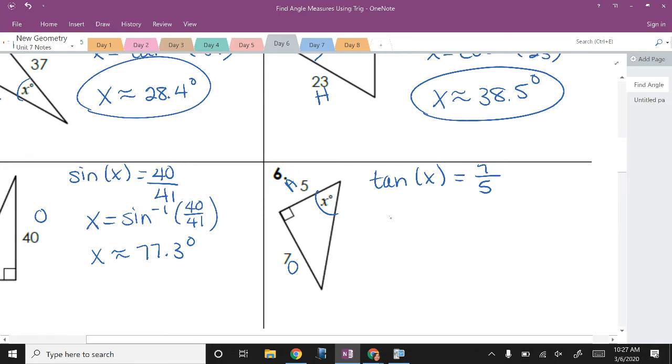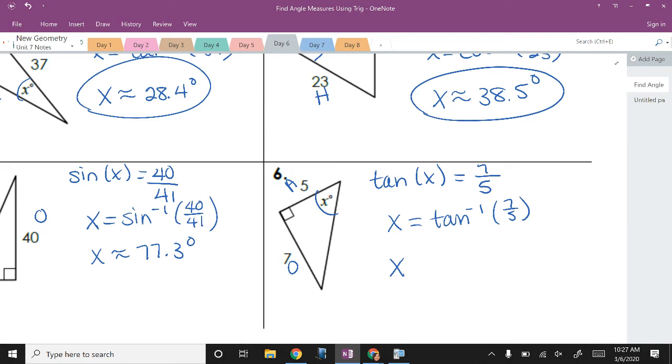So x equals the inverse tangent of 7 over 5. In your calculator, you hit second tangent, 7 divided by 5, and you got approximately how many degrees? About 54.5 degrees. Raise your hand if you got approximately 54.5 degrees. Any questions on finding angles?